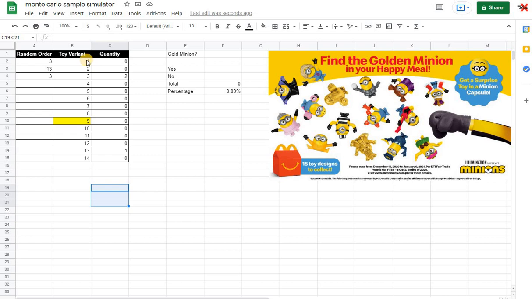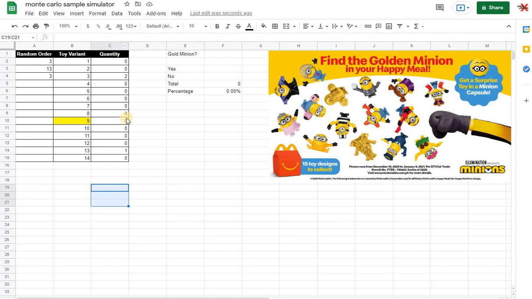So let's say that in a group of 14, you have a chance of getting one golden minion, which is number 9. However, again, our orders are just 3 pieces. So in 3 pieces, we can get any toy between 1 to 14. So that is going to be the result.